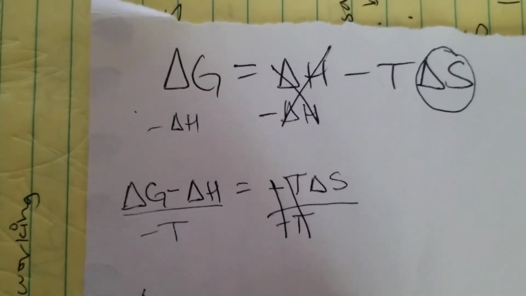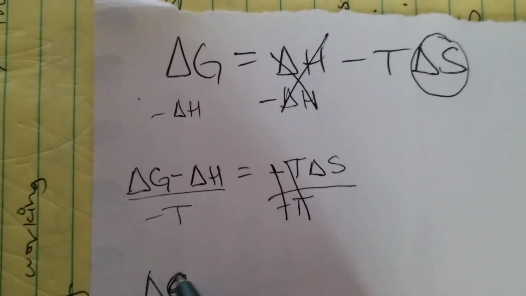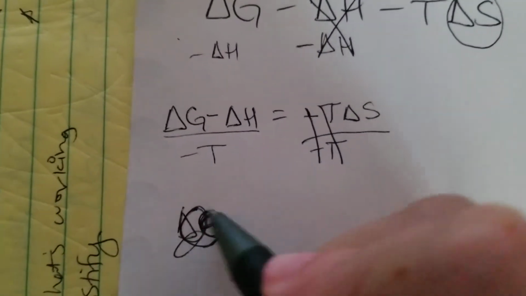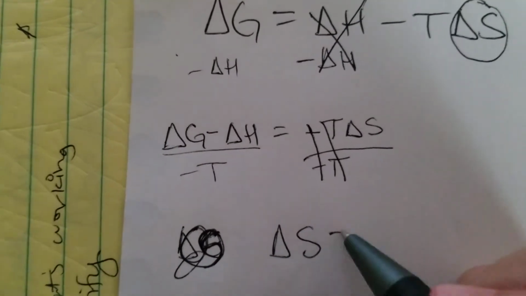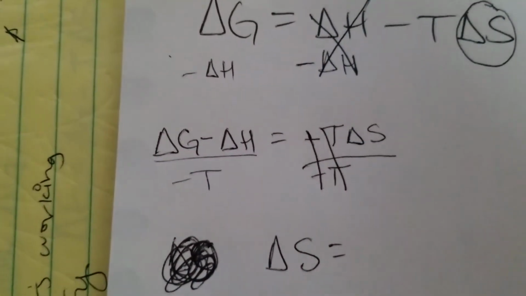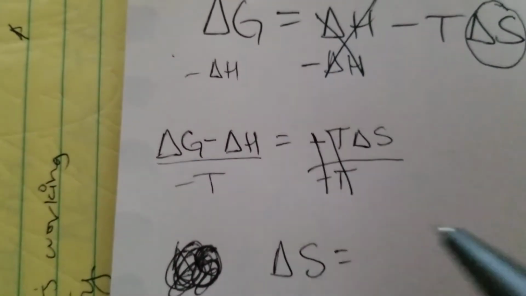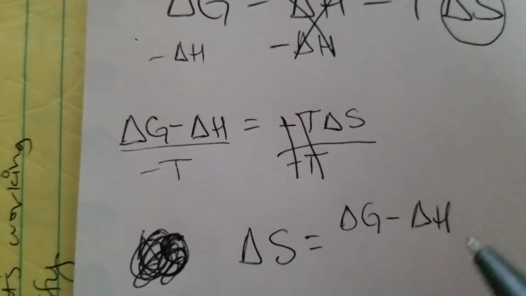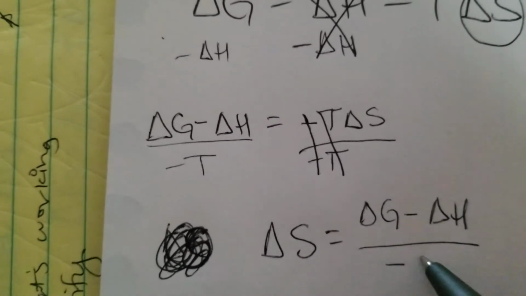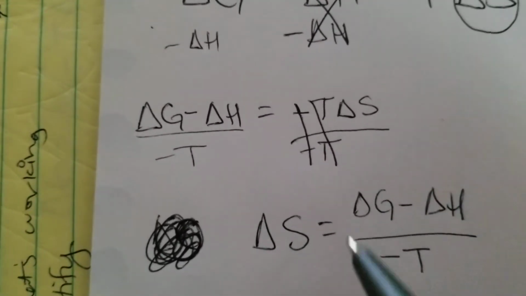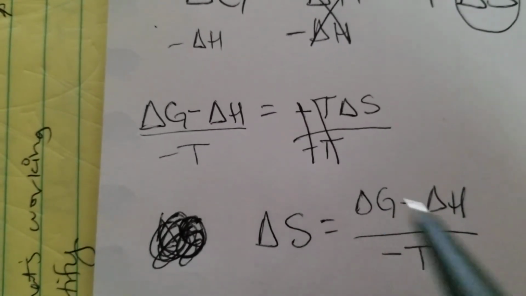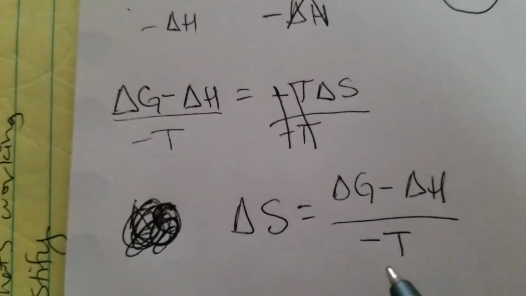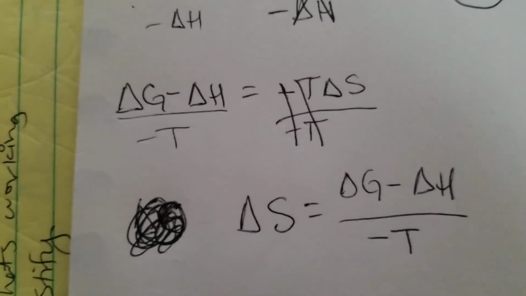So what do you have now? You have delta S equals all of this. Delta G minus delta H divided by negative T. So now you should just be able to plug in those values, the delta G minus delta H, and divide it by a negative T, and that gives you delta S.